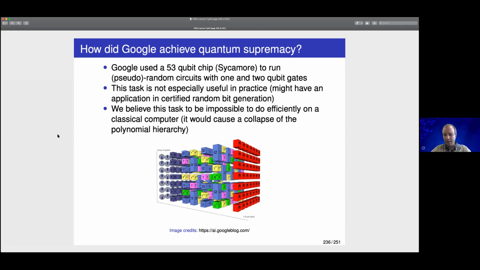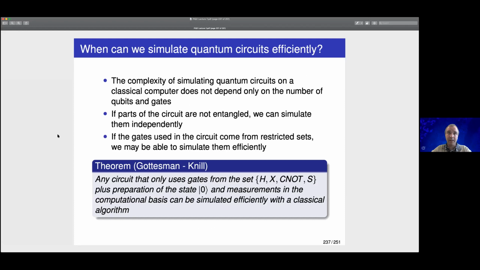So as I was mentioning, what Google did was to run these circuits, and it has been proved that we don't expect to be able to find a classical algorithm that is efficient for running these random circuits, and then check whether they were in fact sampling from the expected distribution that you would have if you had a perfectly working quantum computer.